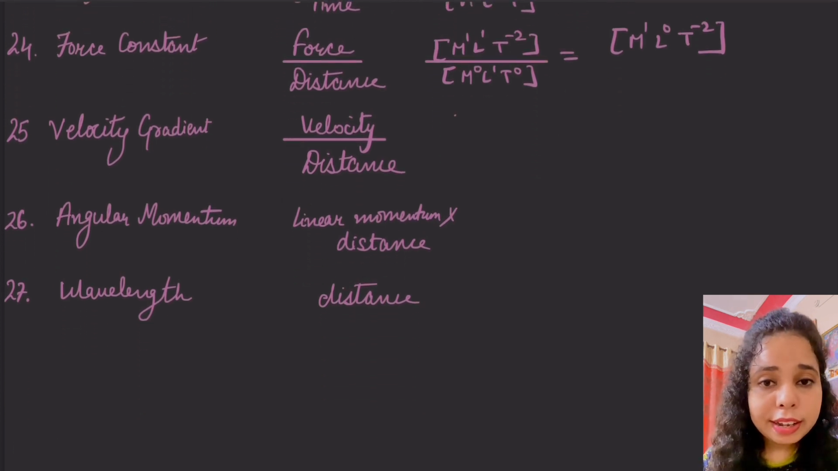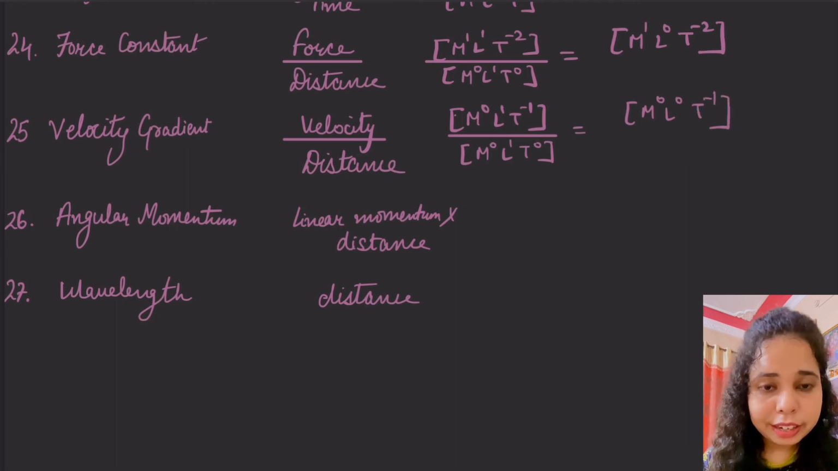The next physical quantity we are having is velocity gradient. It is defined as velocity upon distance. For velocity we are having dimensional formula as m0 l1 t minus 1 divided by m0 l1 t0. So we are having the dimensional formula as m0 l0 t minus 1 as a velocity gradient.